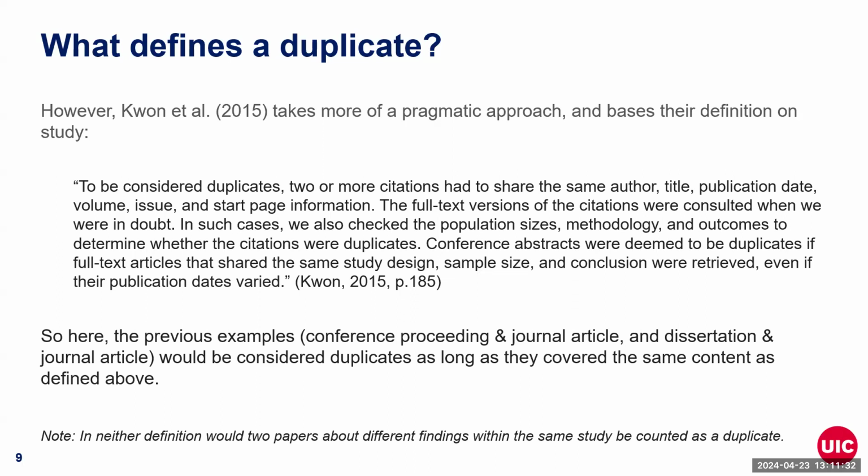So here are the things that, in the previous example, a conference proceeding and journal article, and dissertation and journal article, these would be considered duplicates as long as they cover the same content as defined above. And just as a little note, in neither definition would two papers about different findings within the same study be counted as a duplicate. So if it's separated out into part A and part B, published separately, they're talking about different information that was analyzed and different conclusions. Those are going to still be two separate things under either of these definitions.